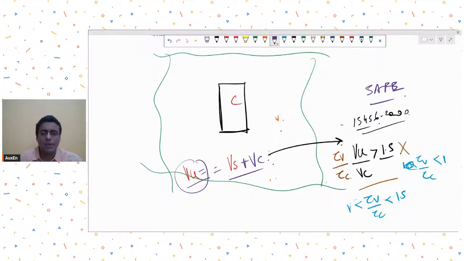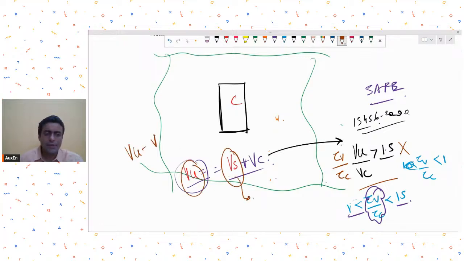Let's say my tau v upon tau c ratio was between 1 and 1.5, and I don't want to increase my raft or slab thickness, so I decide to provide punching reinforcement. So first I'll calculate Vs. How do I calculate Vs? I'll say it will be Vu minus Vc. Now in this, Vc will be what? So we will take the concrete capacity in punching shear. That is how much? So that is what?